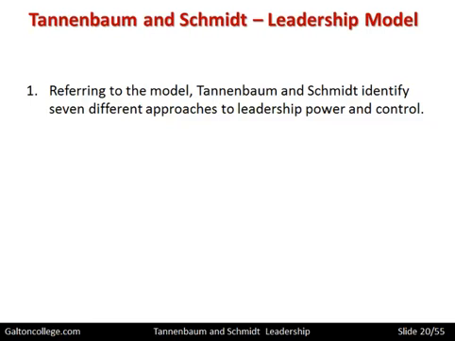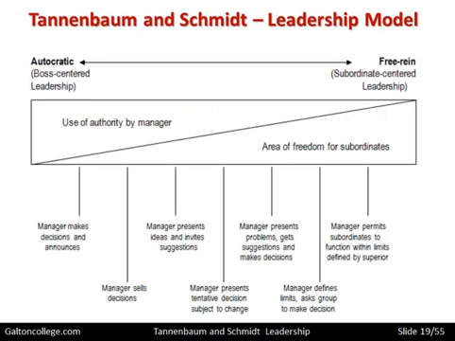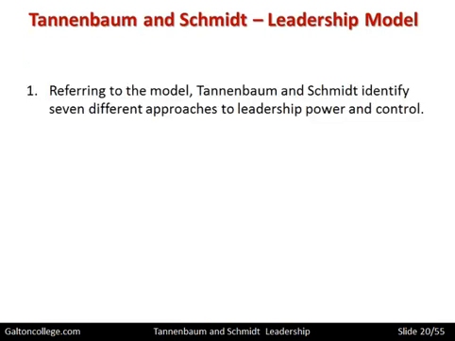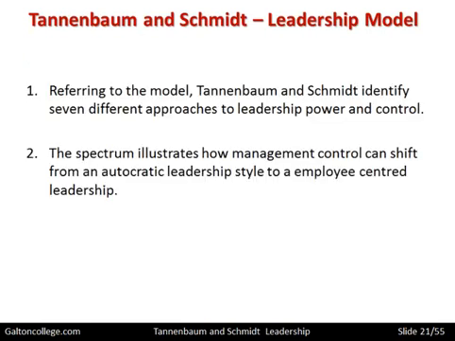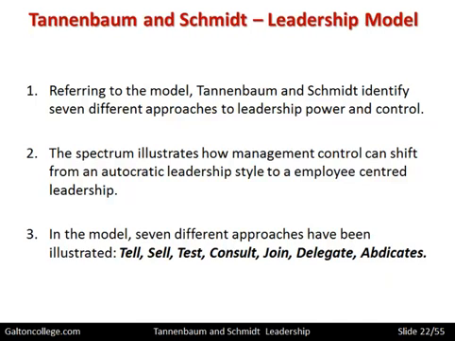Referring to the model, Tannenbaum and Schmidt identify 7 different approaches to leadership and power and control. There are 7. And if you look along the bottom here, we've got the 7 points listed, and these are the points that have been identified by the Tannenbaum and Schmidt model. The spectrum illustrates how management control can shift from an autocratic leadership style to an employee-centered leadership style. So the employees become more involved in management and in decision making. The model's 7 different approaches have been illustrated as tell, sell, test, consult, join, delegate, and abdicate.